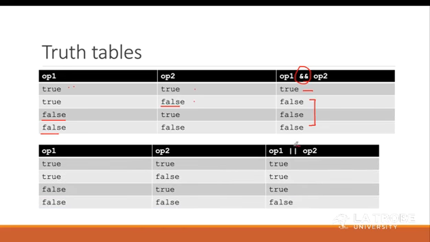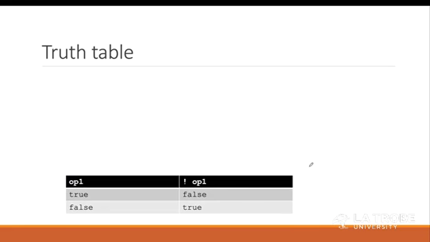So in all these cases, the output is false. Now let's consider the OR operator. If any one of the operands is true, the output is going to be true. If both are false, then the output will be false. So here you can see one operand is true, one operand is true, one operand is true. So if any one operand is true, then the output is going to be true for the OR operator. Not is the opposite of what you give. So if your operand is true, not of that operand will be false. If your operand is false, not of that operand will be true.